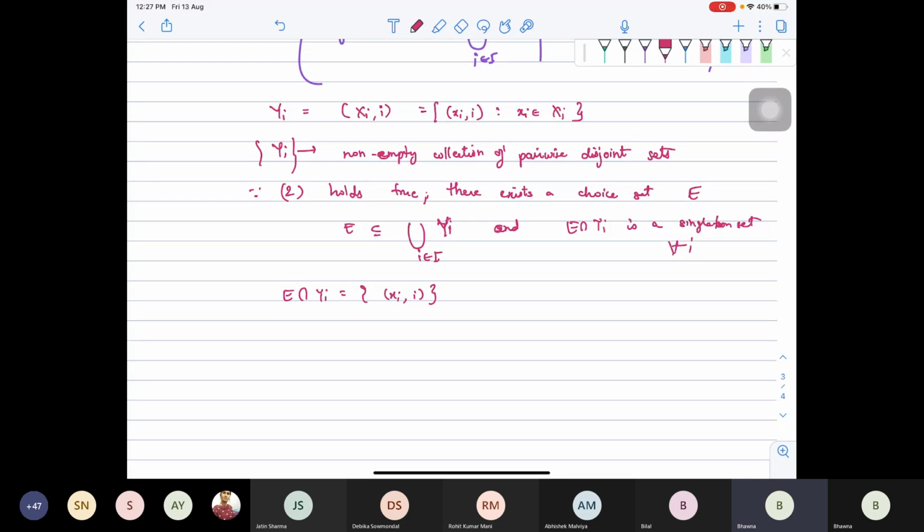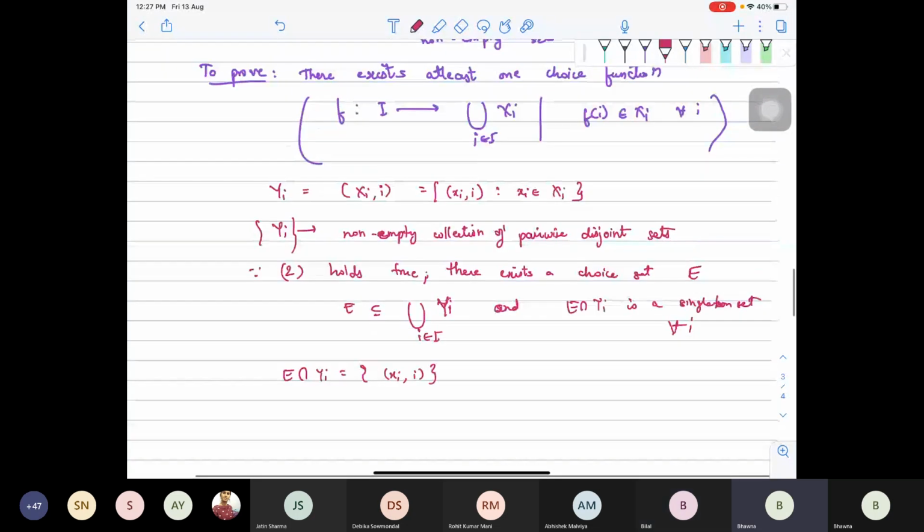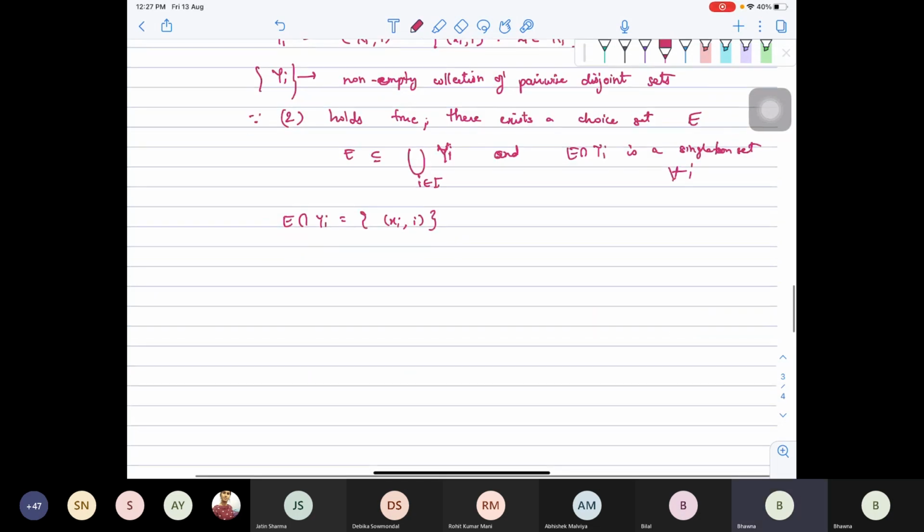Right. So what do we want? We want a function from I to the union of Xi. What do I have? I have i and x_i, a singleton set, which is contained in the union of Yi. That means suppose I try to define a function now from I to the union of Xi, by which i is mapped to this particular x_i.